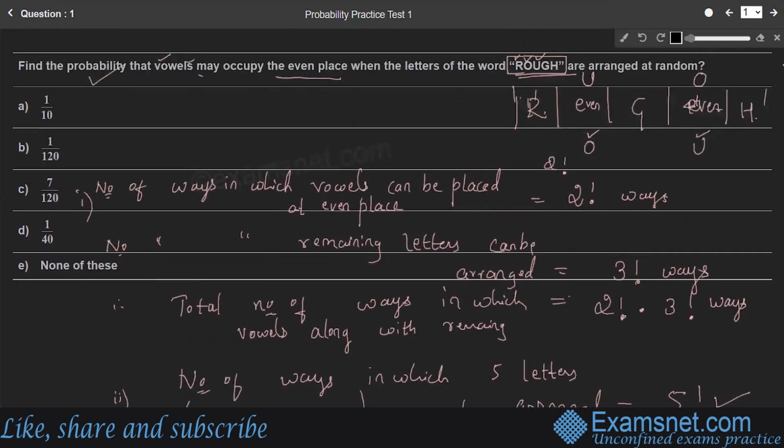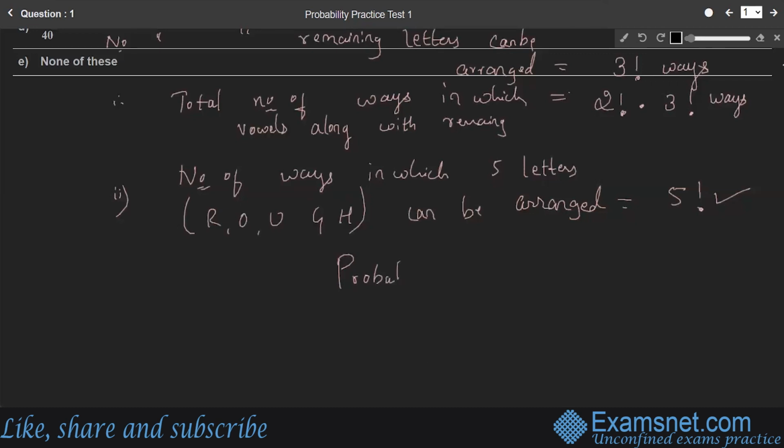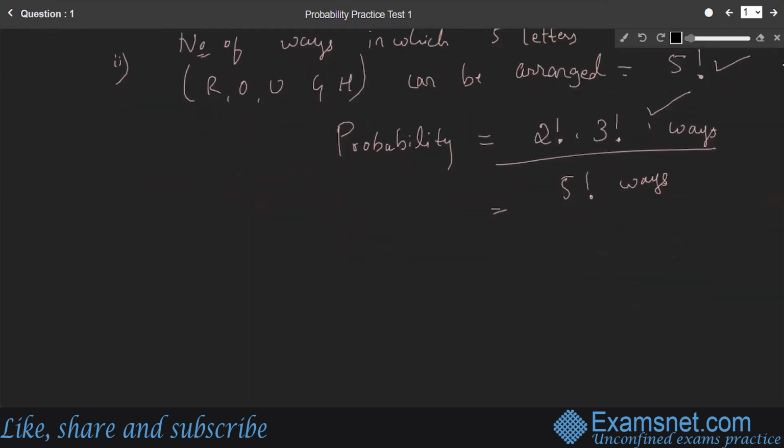Therefore, what is the question? The probability that vowels may occupy even places. The required probability is the number of required outcomes divided by the total number of outcomes. In how many ways can 5 letters be arranged? In factorial 5 ways. Out of factorial 5 ways, in how many ways can vowels be arranged along with the remaining letters? In factorial 2 into factorial 3 ways. So the required outcomes are 2 factorial into 3 factorial, divided by the total number of outcomes, 5 factorial.